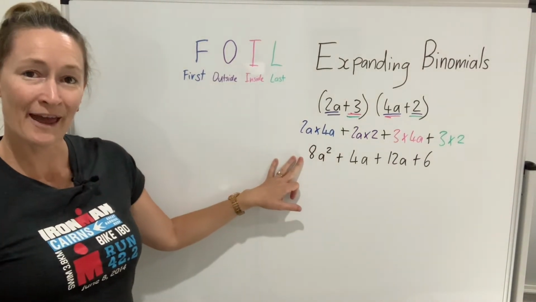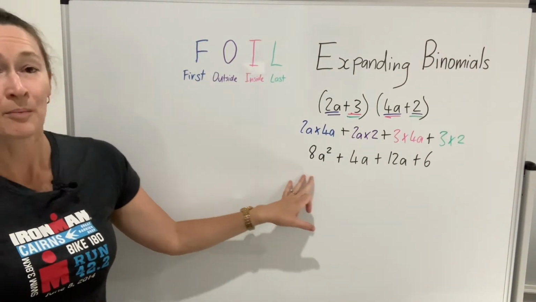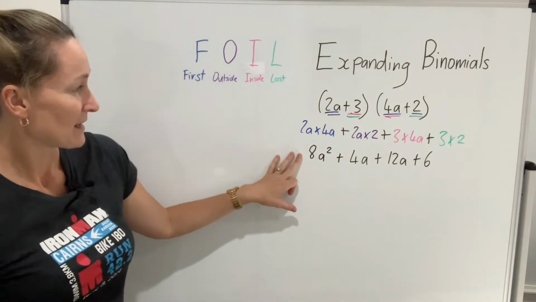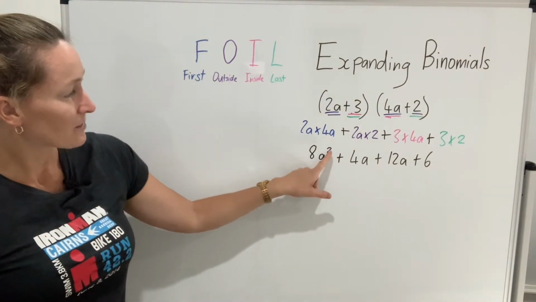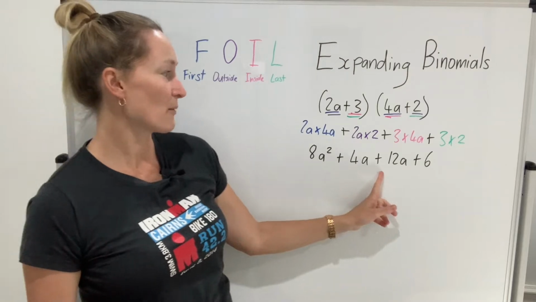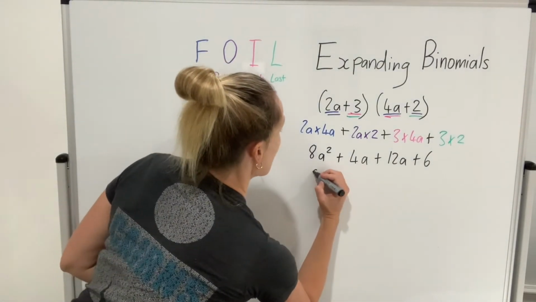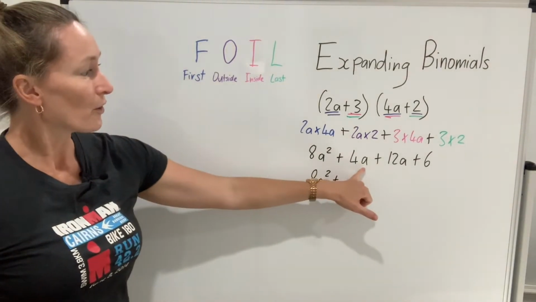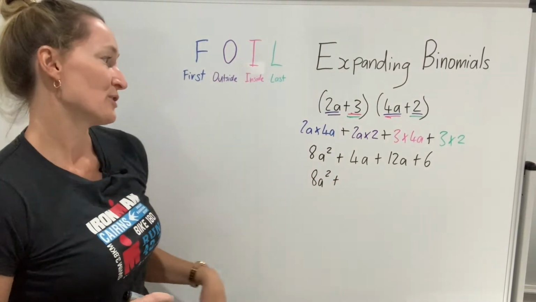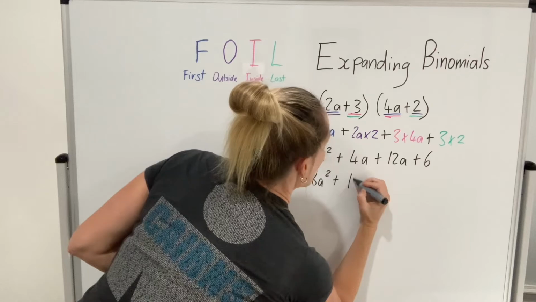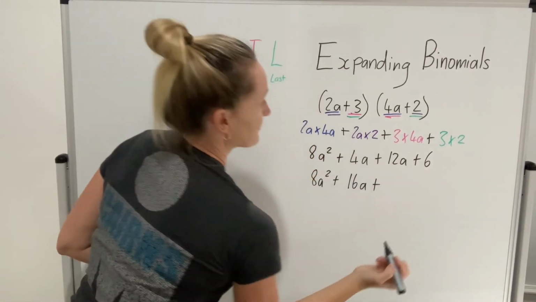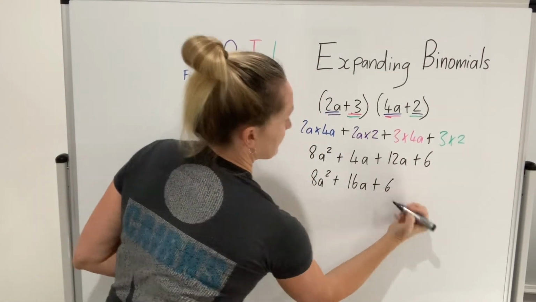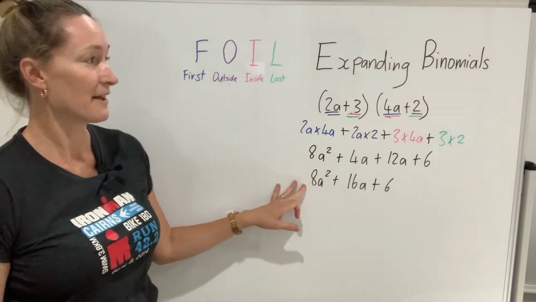All right, from there, the last step is to combine any like terms. You can see A to the power of 2. There's no other term that has that, so 8A to the power of 2 will stay the same. 4A plus 12A, we can do those. So we'll have our 16A plus 6. And there's our final answer there.